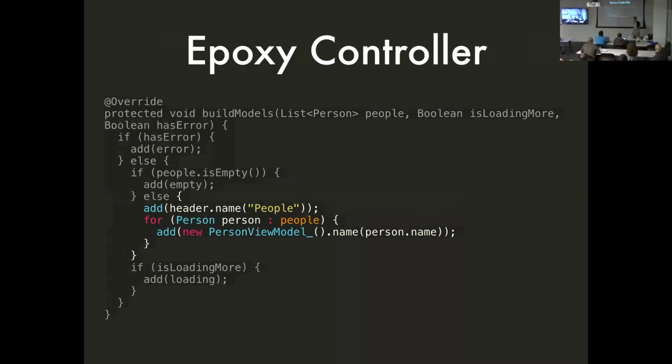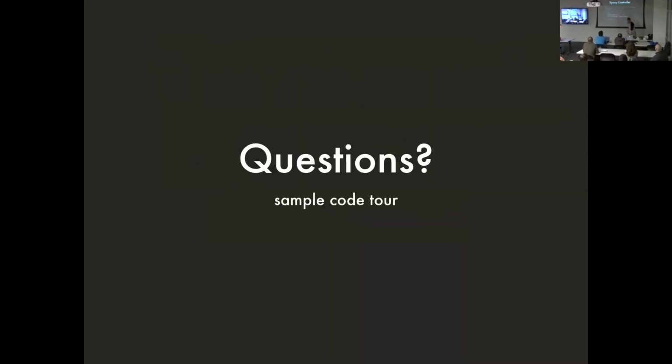So then if we go back and look at our Epoxy controller, this is where we're creating one of those new view models from one of the generated classes and adding it to the list. So that's the basics of how you use Epoxy. Any questions on that part?